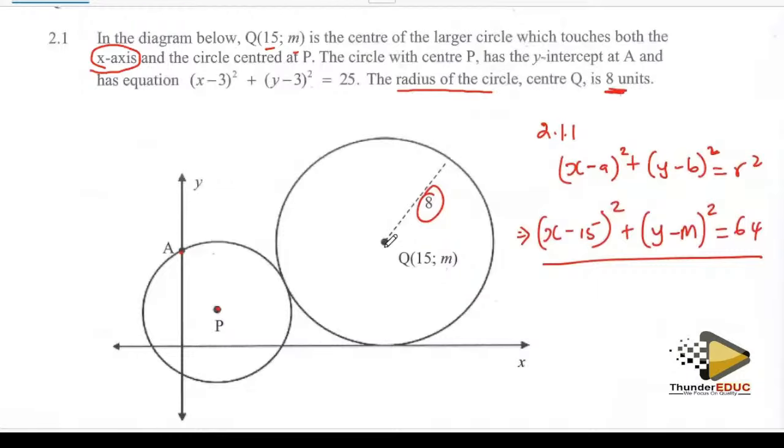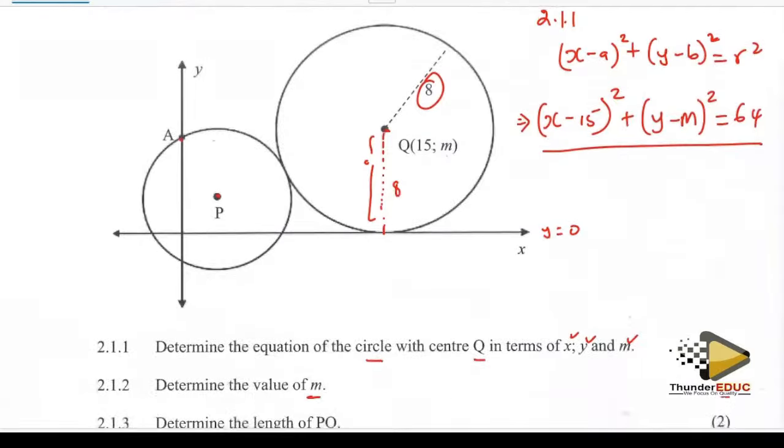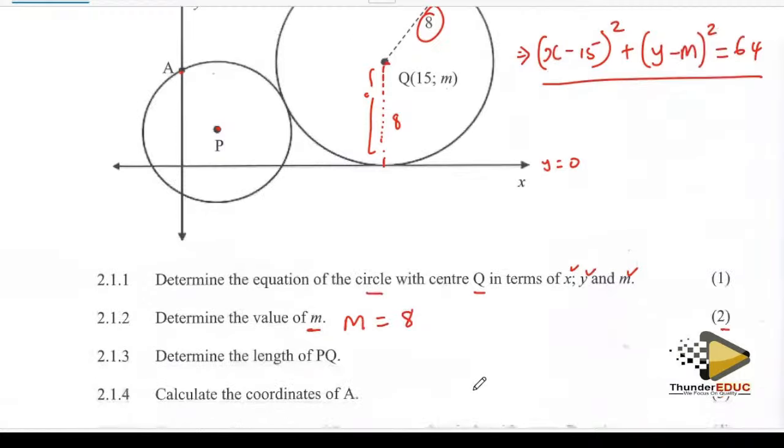So if this is 8, which means even if I try to drop a line, okay, that is parallel to the y-axis, the distance there is going to be 8. And remember, the x-axis is also named as y is equal to 0. So we are counting how many units from the 0 line? 8 units to the center. So m is automatically 8 units. Okay, so m is going to be 8. Then if that is true, they want us to get the length of PQ.